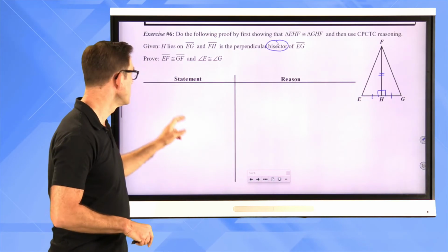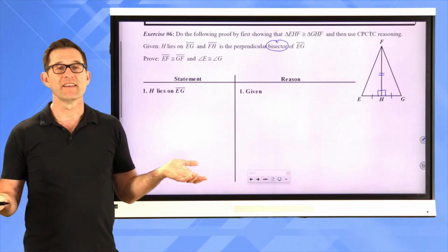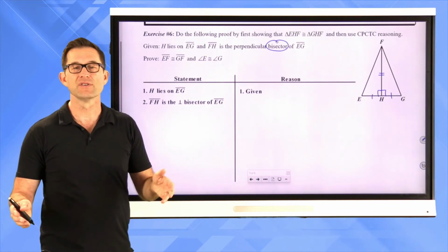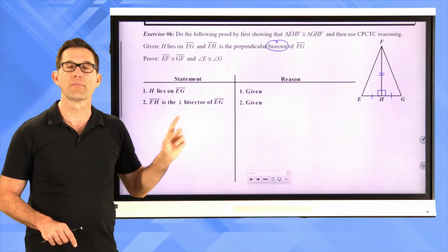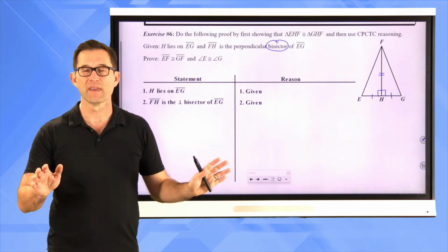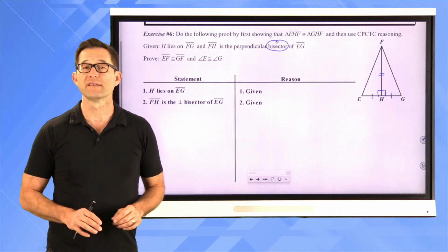All right, so let's do it. Let's get some of those givens out there. H lies on EG, given, right? FH is the perpendicular bisector of EG. Notice I've replaced the word perpendicular with the perpendicular symbol there just to save myself a little bit of writing. Awesome, given. Now let's get in some of that information that the perpendicular bisector tells us.